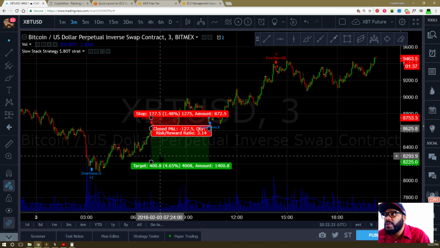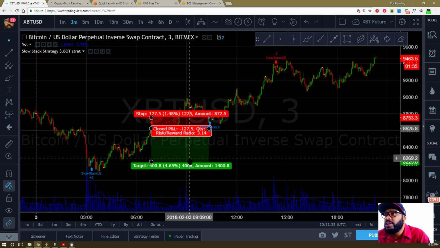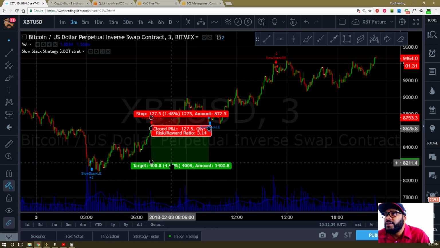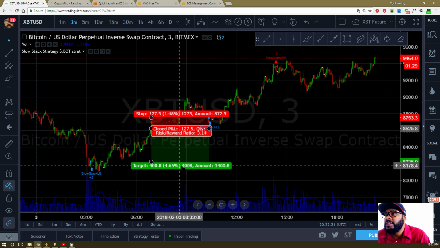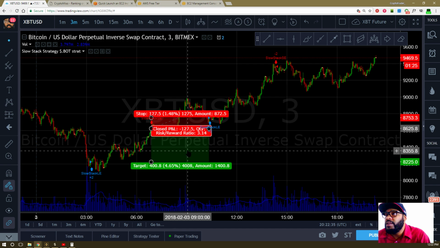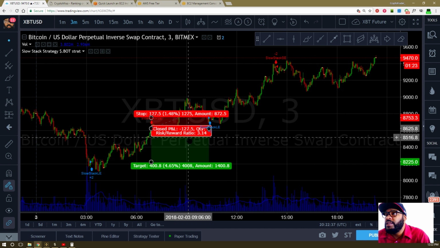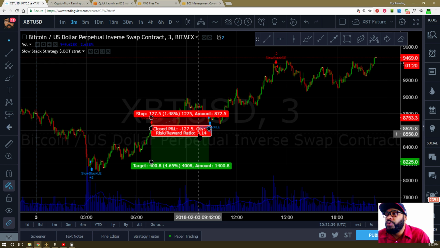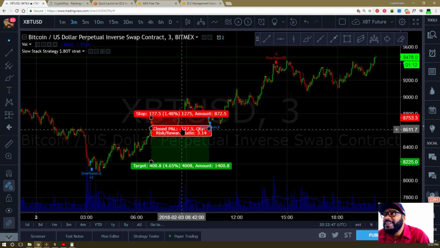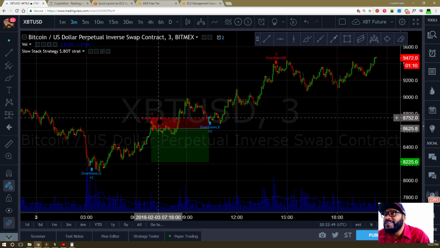Now look, as you can see, the green is about 4.65%. You see this part right here. This is the way it tracks it. And the risk reward ratio is 3.14. Is that a Fibonacci number? I don't know. That's pi? Anyways, that'll be interesting. I have to go look that up.